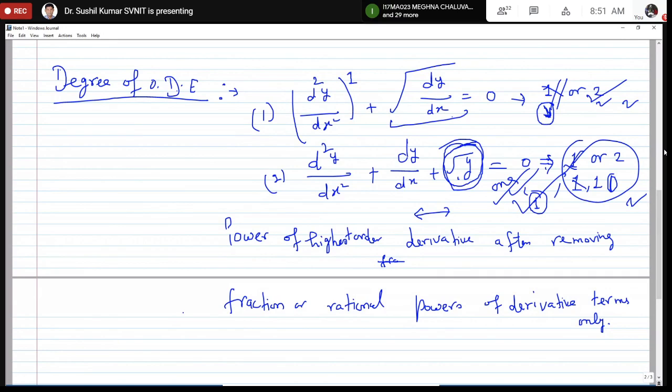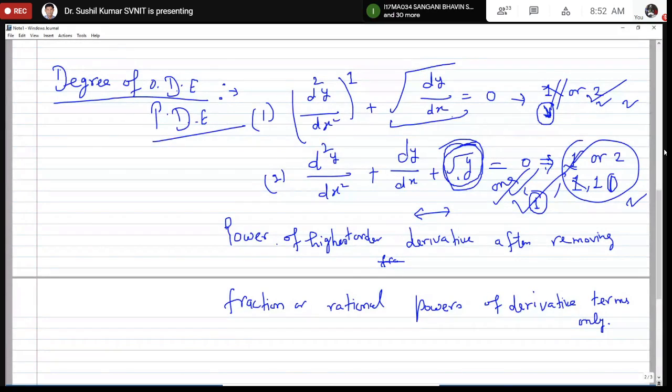The conclusion is that for the degree of a differential equation, whether it is OD or PD, in both cases we have the same definition. So this is not only for OD, for PD also. So the degree of a partial differential equation, or simply the degree of a differential equation, is the power of the highest order derivative present in the differential equation after removing fractional or rational powers of derivative terms only. We will not consider the other terms. We will remove the fractional power of derivative terms only.